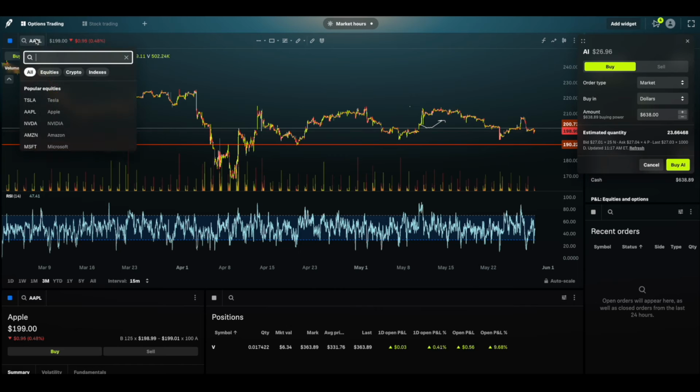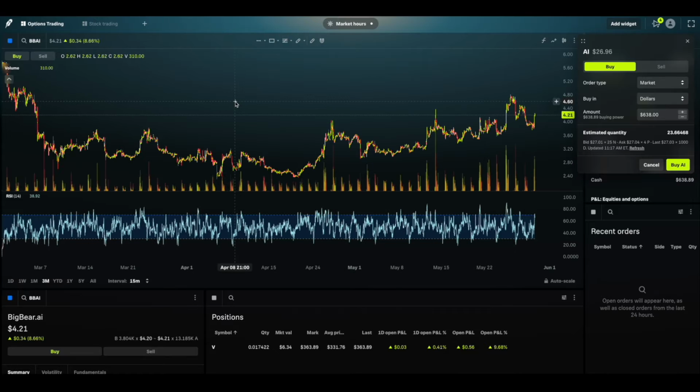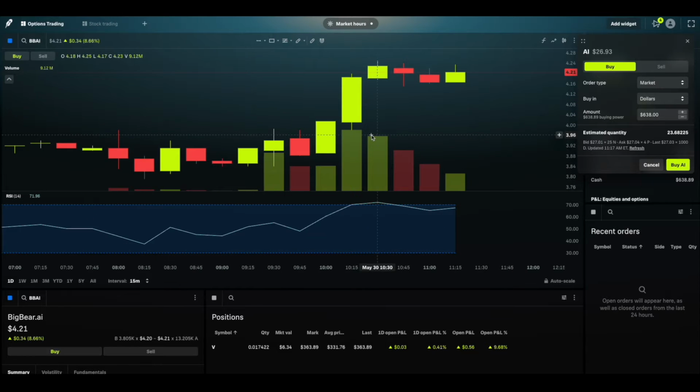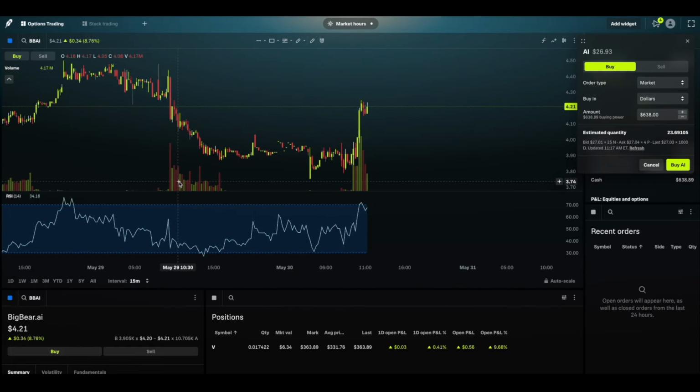So we've got to go to some lower price stocks, because there's no reason to trade. I feel like with $600, we're not going to try to trade something that's $100 per share. We're not going to make any money. So what we're going to do is focus on BBAI.